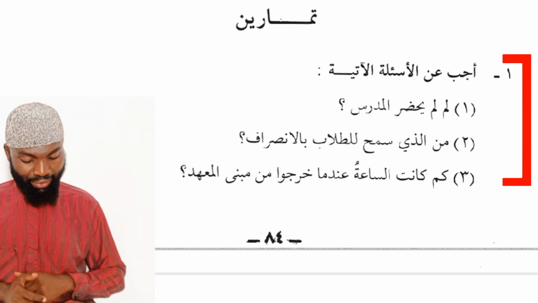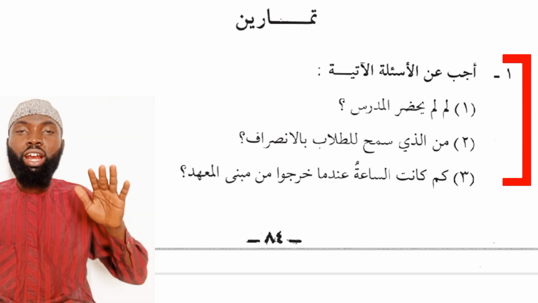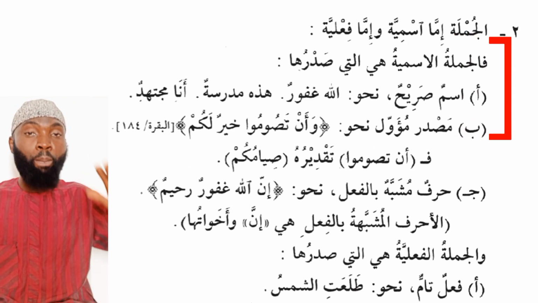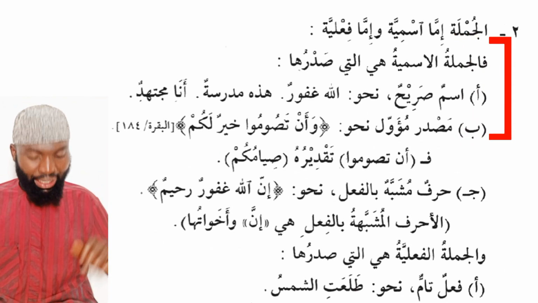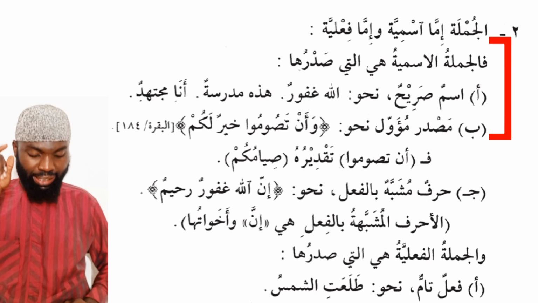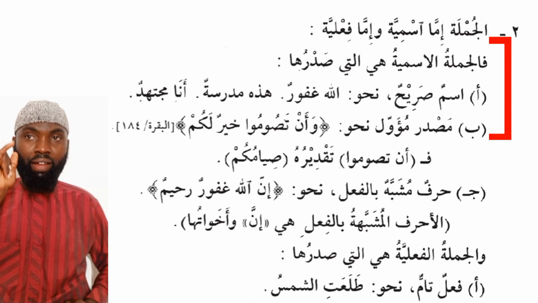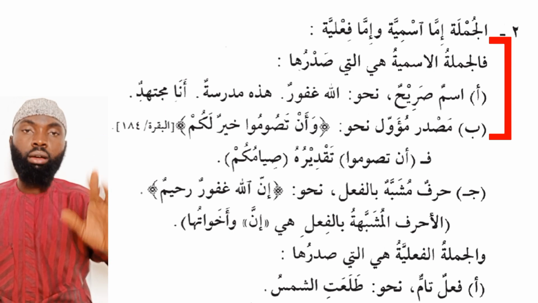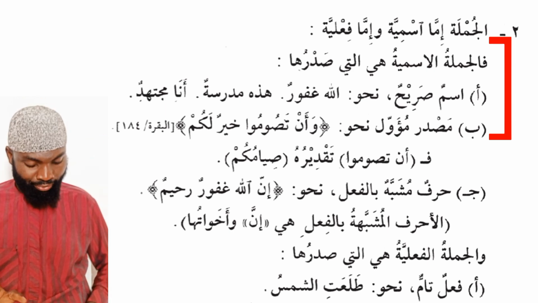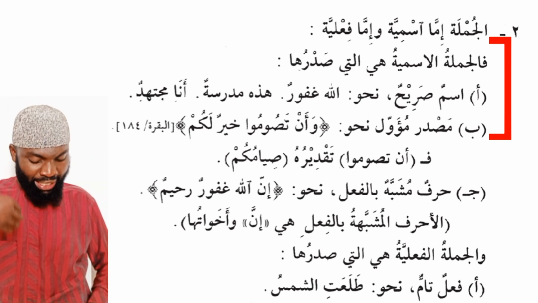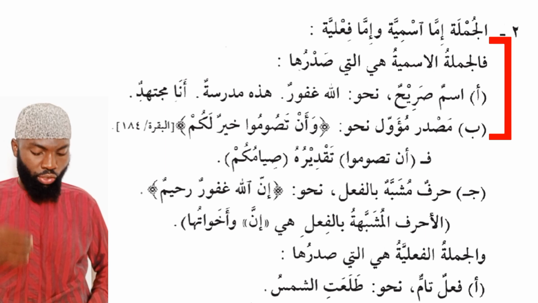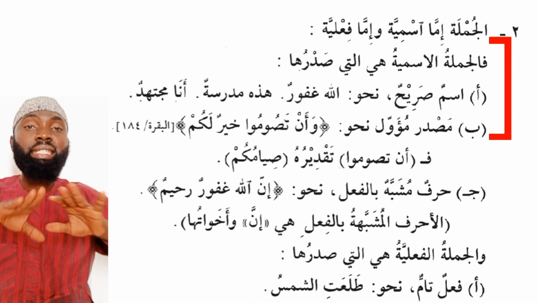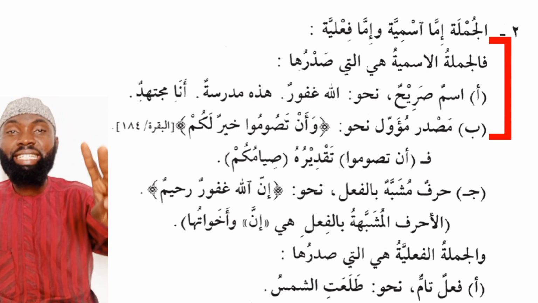That is 12:30. MashaAllah. Now we are coming back to explain the topic in details. It says, الجملة إما اسمية وإما فعلية. A sentence is either nominal or verbal, as I've told you earlier. فالجملة الإسمية هي التي صدرها. And the nominal sentence is the one which begins with what?